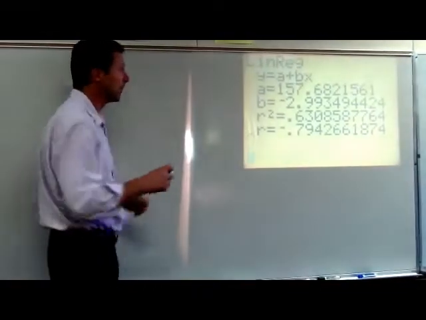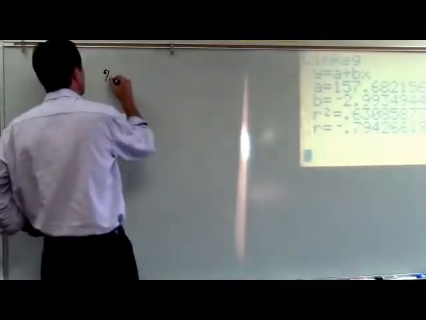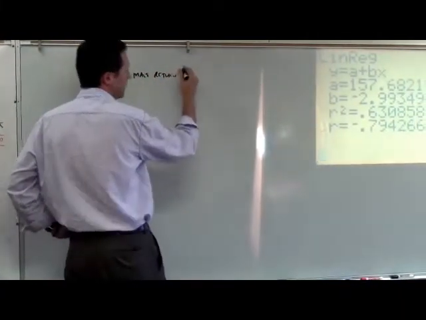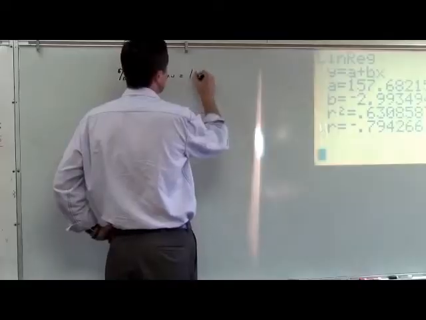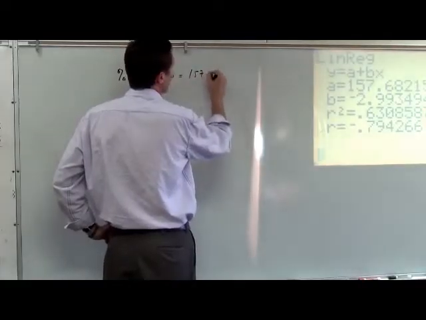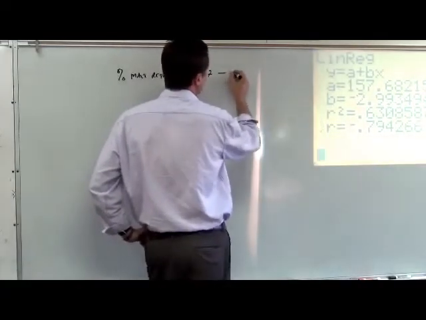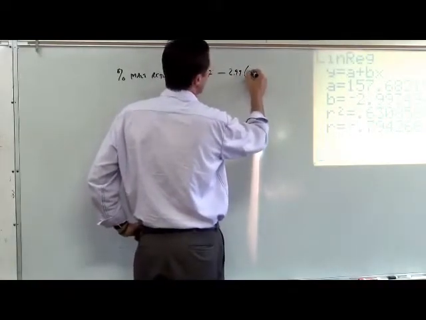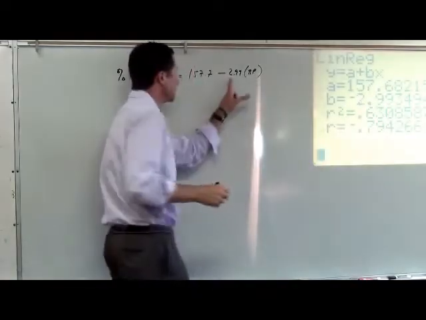First, let's go ahead and write the equation of the line. It should be on your paper. So, percent of male return is equal to, our y-intercept is 157.7 minus 2.99 times breeding pairs.